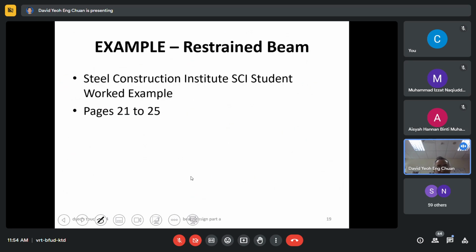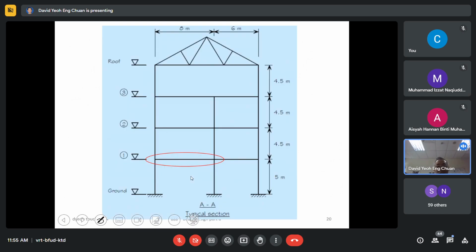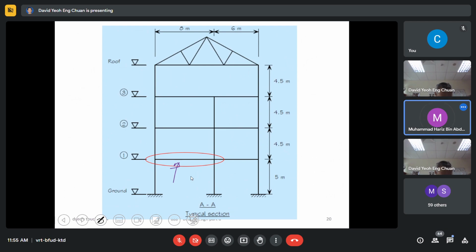So let's look at the work example. Okay, we look at the work example. Here in the work example, we've got a frame. So if you look at here, what's the span of this beam on level 1? Muhammad Haris. Yes, doctor. What is the span?